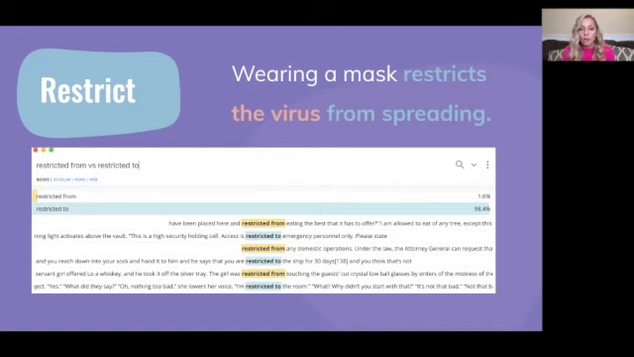So although we might be able to say "wearing a mask restricts the virus from spreading," I would say that it's not as common. And those other groups like numbers 1 through 7 would be much more frequently said. So although this might not be wrong, it might not be the best choice either.